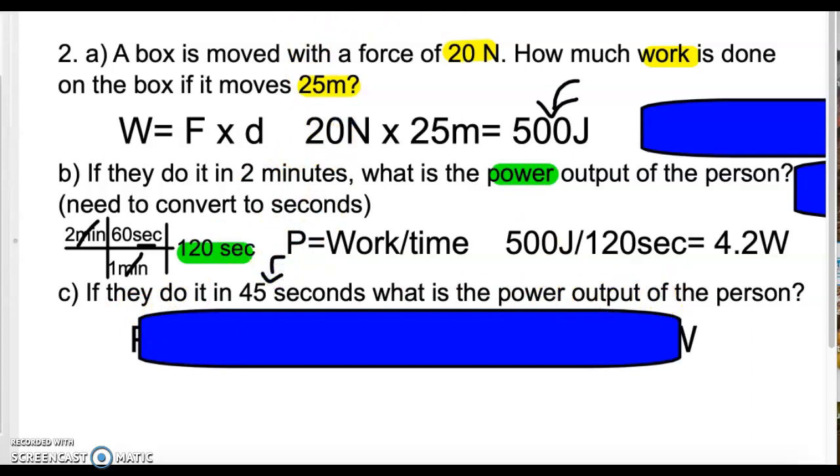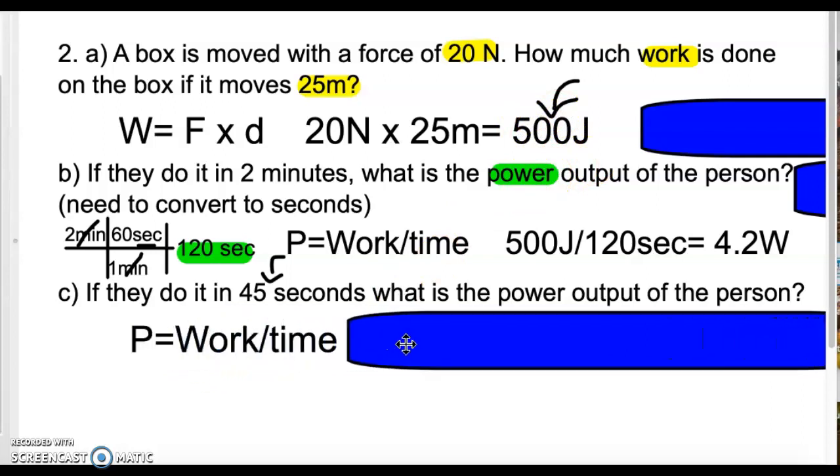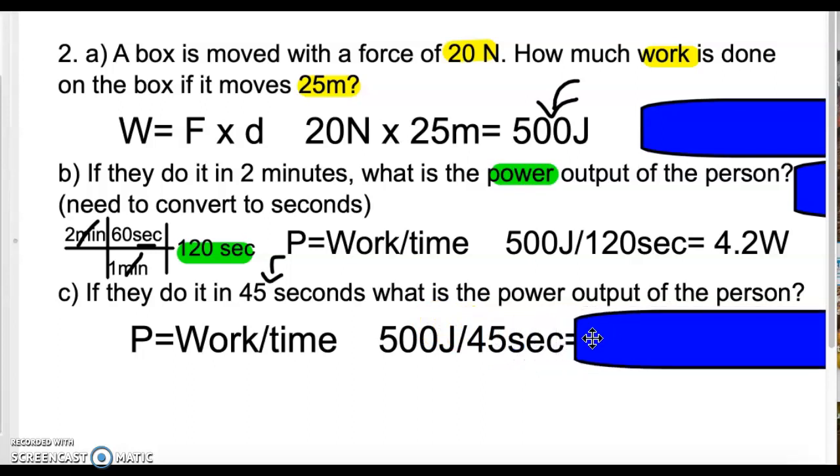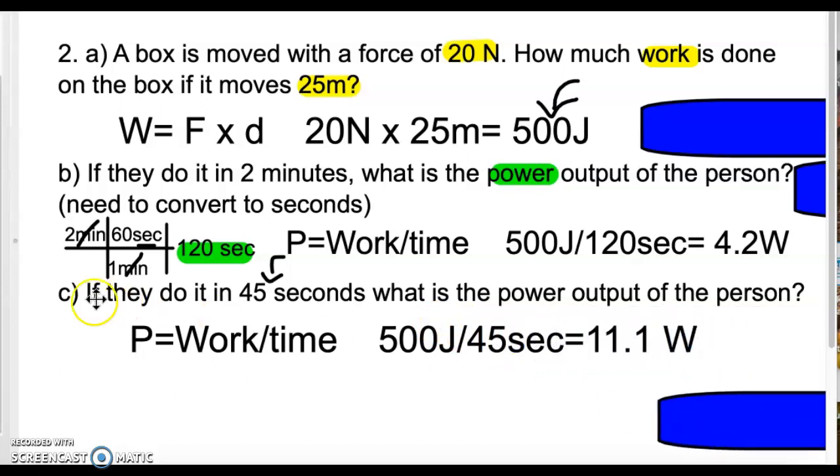All right, so then it says, if they can do this in 45 seconds, what is the power output of this person? So all we're doing is changing the time. So we're still using that same work number. So power equals work divided by time. So we're using the 500 joules, and we're dividing it by this new number, 45 seconds, as this new problem is asking. And your answer should be 11.1 watts.